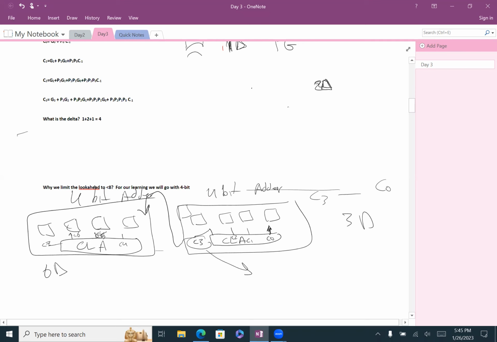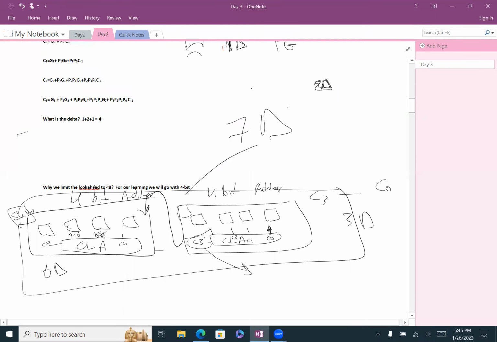But overall, to get the sum, how many delta will you have? 7, because it's still the last sum here. You need another delta. So if you use this way, you will have 7 delta. Perfect. Is that good enough? No. Can we improve it? Yes. How? What can you do here to improve your circuit? You cannot remove the C3 because you need it.